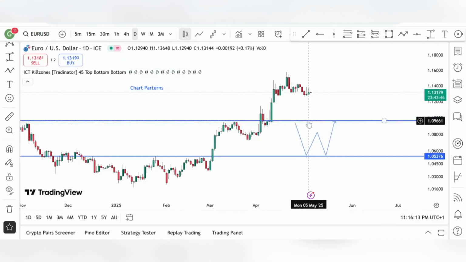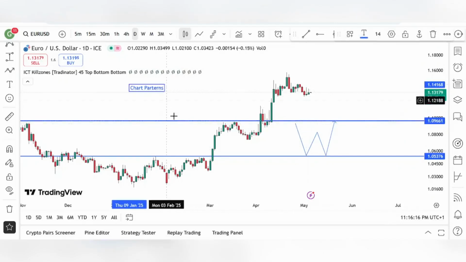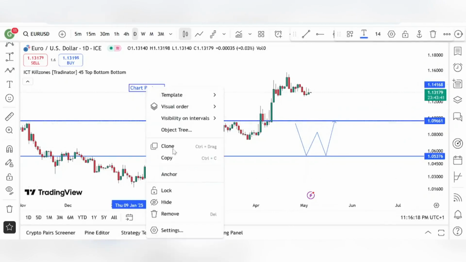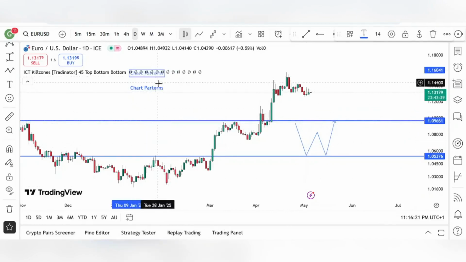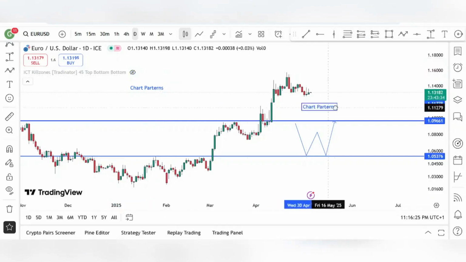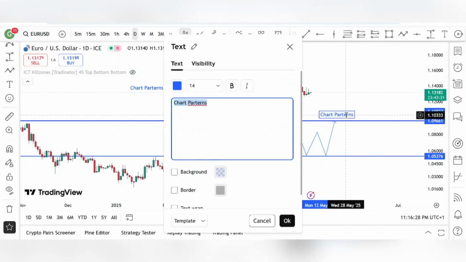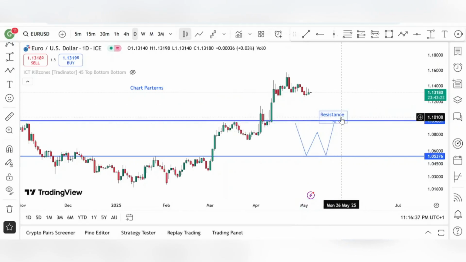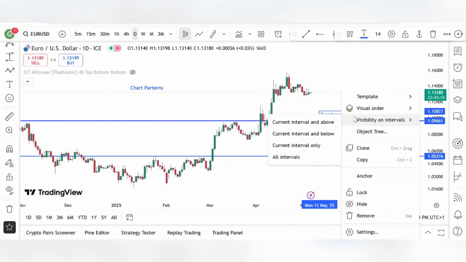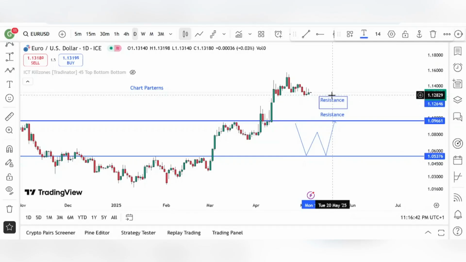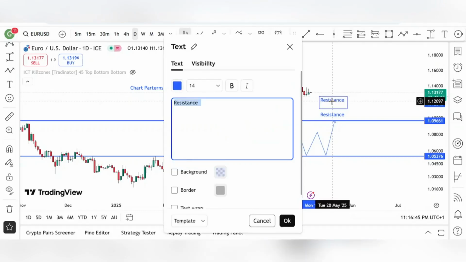As the resistance. So this point now, we can call this zone. So we can call this one what? We can call this one resistance. And then we call this one the support.